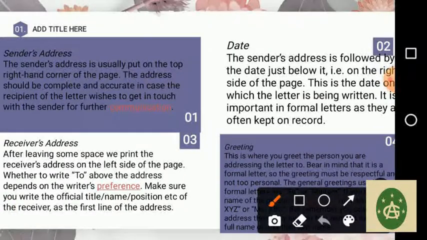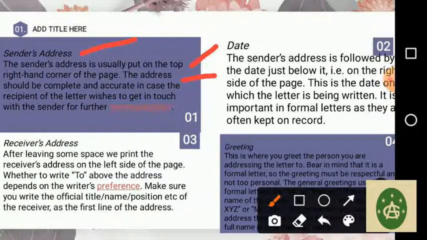Number one is the sender's address. What is the sender's address? The sender is the person who is writing the letter, who is sending the letter. The sender's address is usually put at the top right-hand corner of the page. Some people write it at the left side of the page. The address should be complete and accurate, in case the recipient of the letter wishes to get in touch with the sender for further communication.